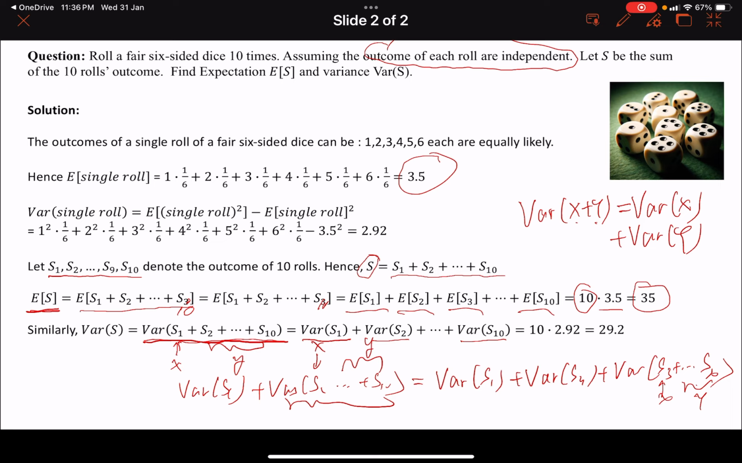And since X1 until X10 represent a toss of a dice at different times, this is the first time we toss a dice, this is the second time we toss a dice, and this is the 10th time we toss a dice. Each time we toss a dice, we have already calculated that the variance of a single roll is 2.92. Hence, the total variance is 10 times 2.92, which in total is 29.2. That's the solution for this question.